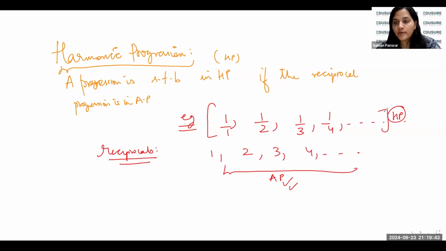What is the definition of a harmonic progression? A progression is said to be in harmonic progression if the terms, when their reciprocals are taken, become an arithmetic progression. Harmonic progression is based on the definition of an arithmetic progression. There is no set formula to calculate the nth term of a harmonic progression or the sum of the first n terms of a harmonic progression. But questions related to harmonic progressions come in exams and they can be dealt with using the concept of arithmetic progressions only.